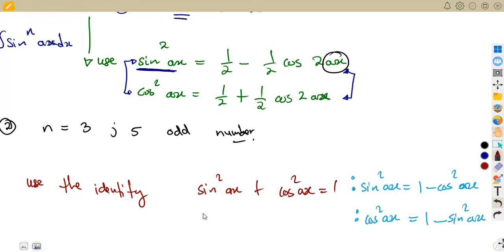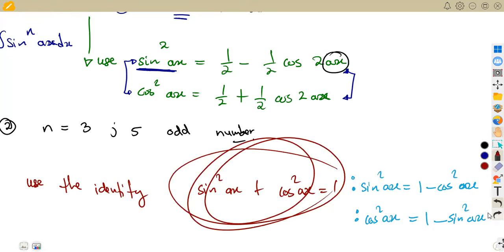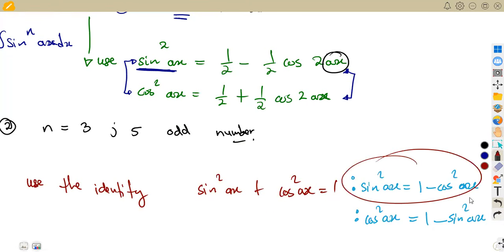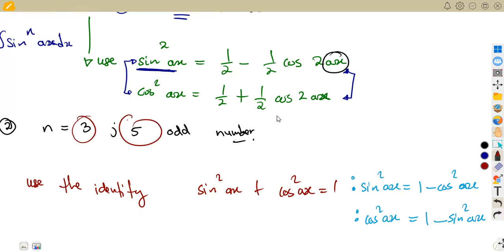So you can play around from this into this. It's one identity, but you can write it in the way that you want, depending on the question. So this is a condition whenever n is 3 or 5, whereby you're dealing with odd numbers. So you expand that in terms of sine squared or cos squared from what you are given.